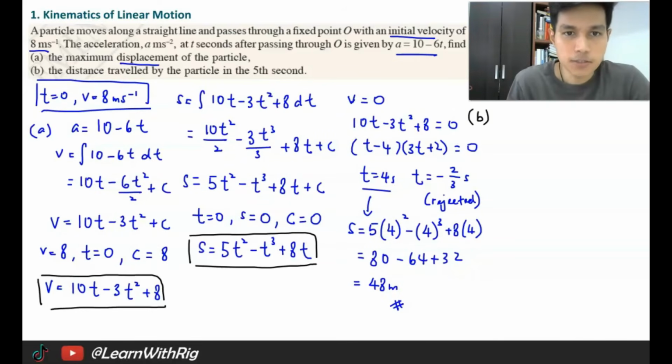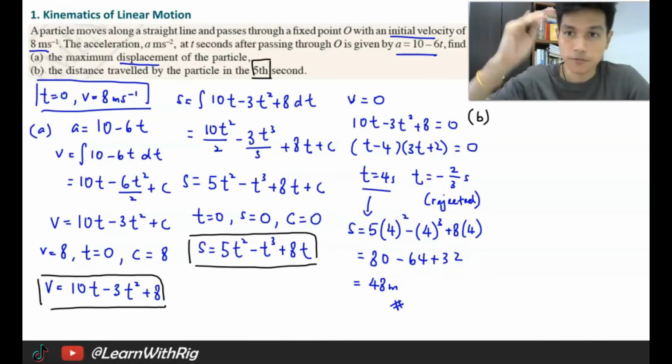Find the distance traveled by the particle in the 5th second. So they only want the 5th second. Okay, they are not asking for from 0 to 5. They only want the 5th second. So they want to find between the 4th and the 5th second.